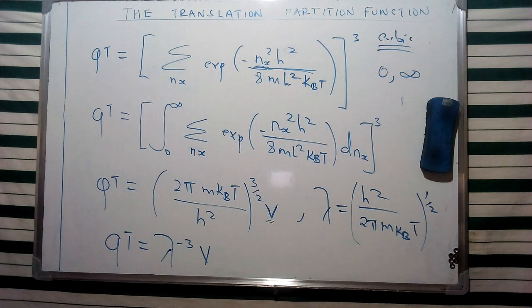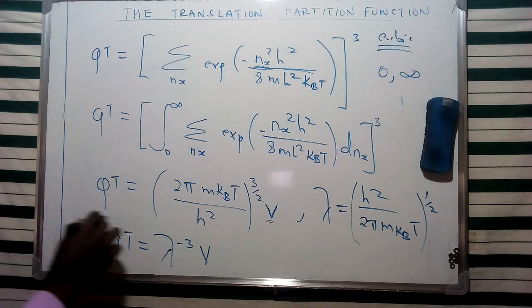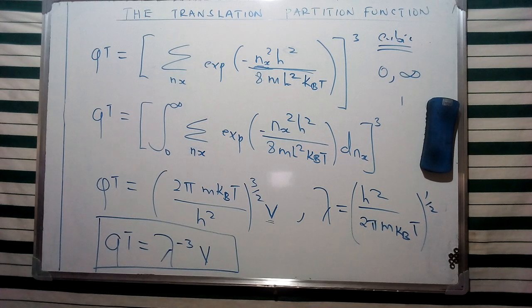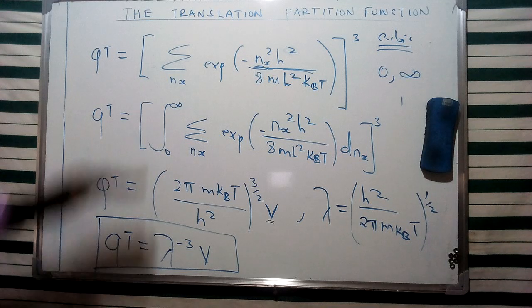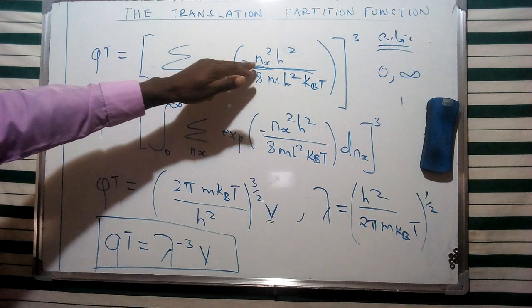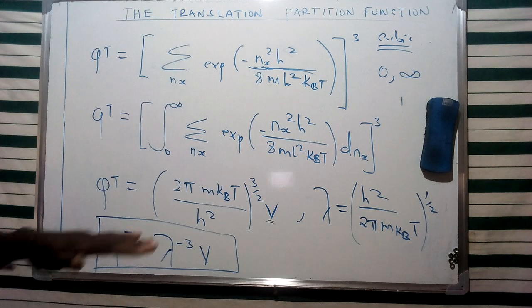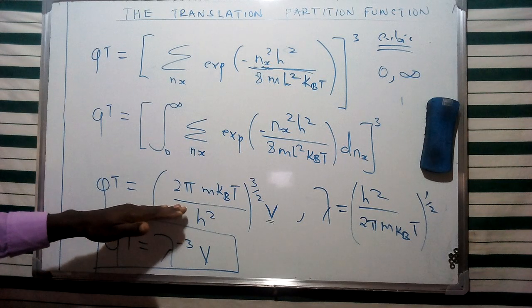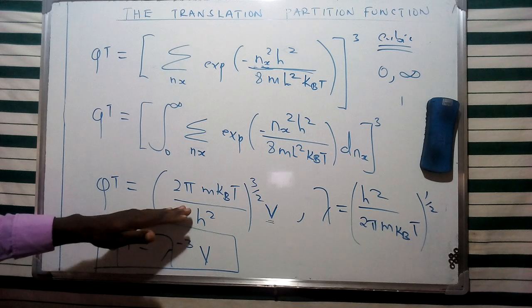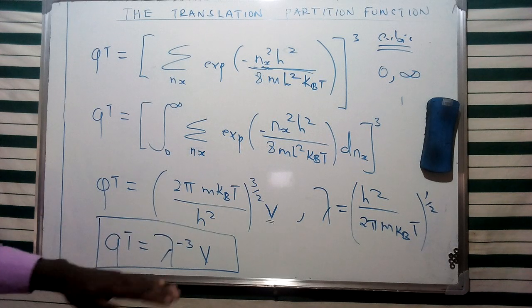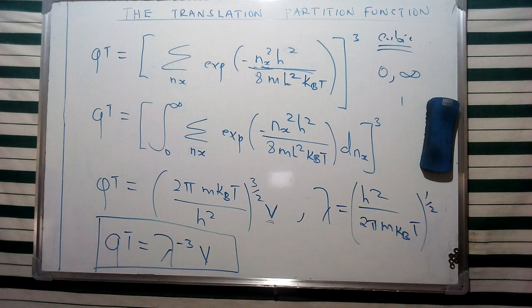And this is going to represent the translation partition function of a monoatomic gas, considering those various factors, especially the equal number of integer quantum numbers n. And if we consider the thermal de Broglie wavelength, we end up with this representation of the translation partition function using that approximation procedure. This forms our last bit of the concept of a translation partition function.